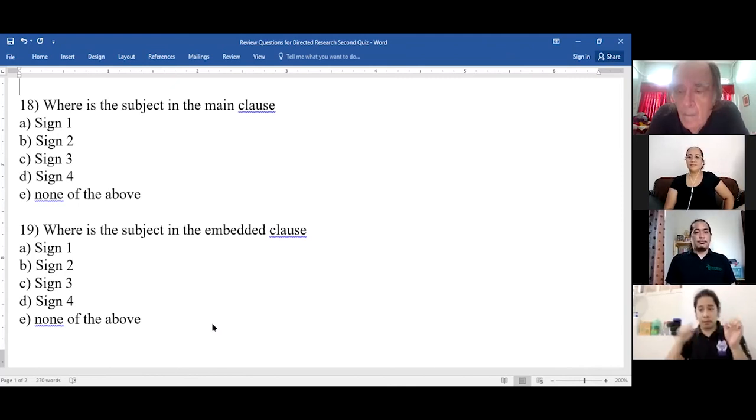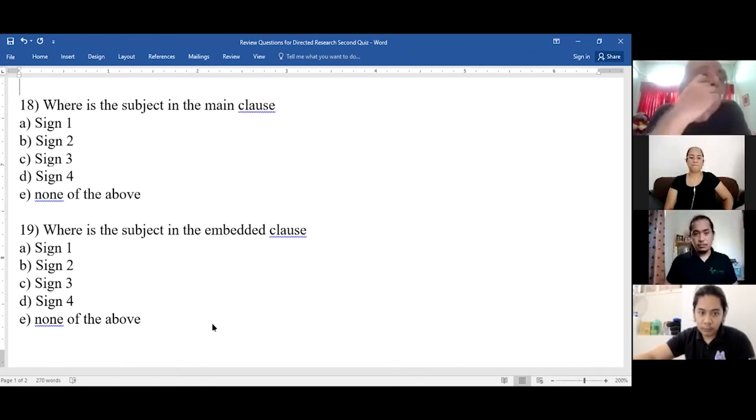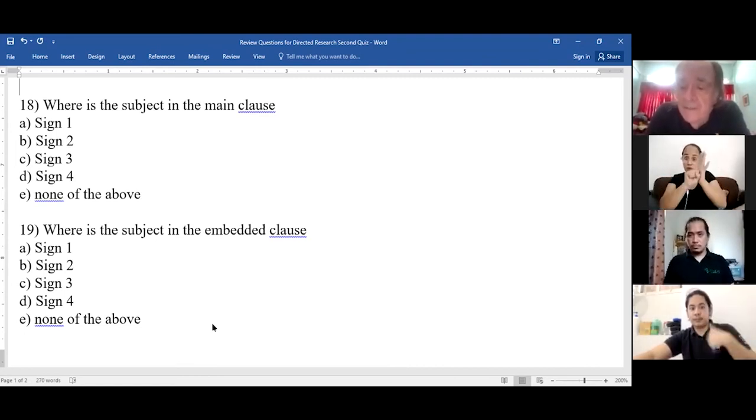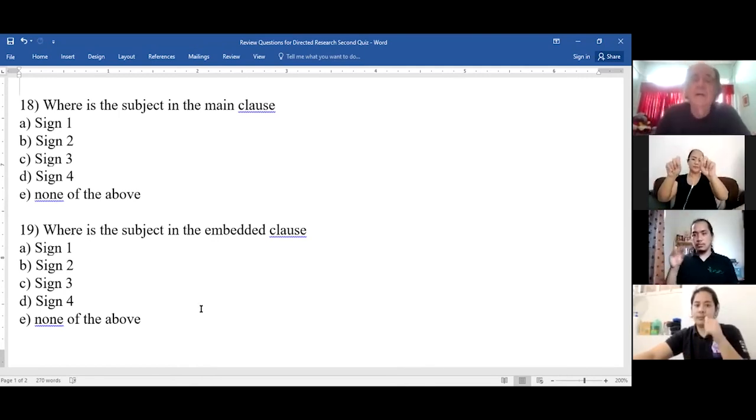I'm just wondering if we can put on the main screen, just make it bigger. Perhaps give us another example of an embedded clause and a main clause, just so that we can see. Okay, you want me to give you an example, or you want to put up a signed sentence? I'll put up a sentence, sir. Maybe if you put something down, I'll put it up. Okay, that's fine. I'll come off the sharing.